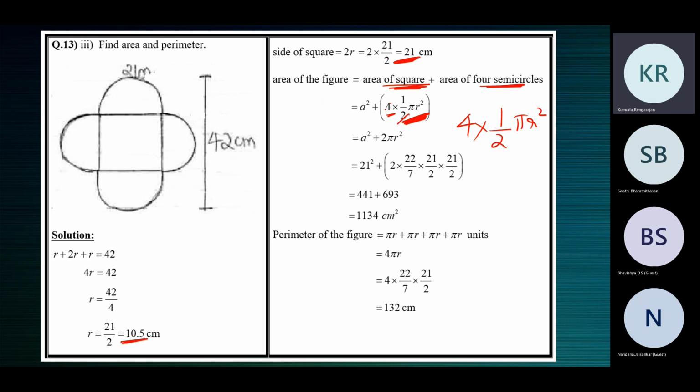2 ones are 2, so this will be 2 pi r square. When you simplify, you get 2 pi r square. Area of square is a square. So substitute and get the area of the figure.